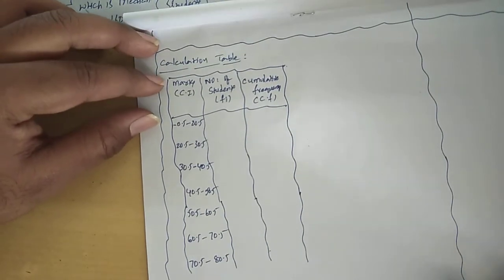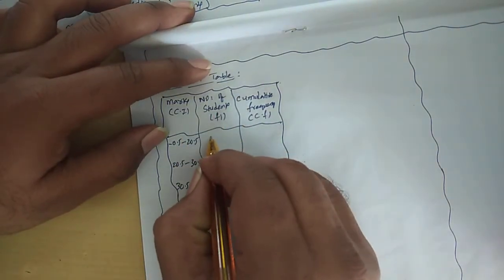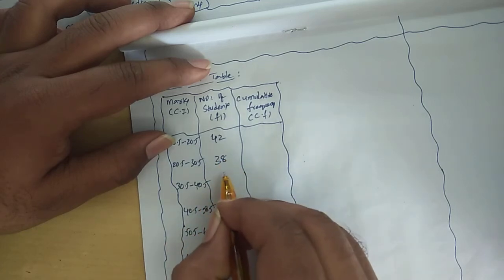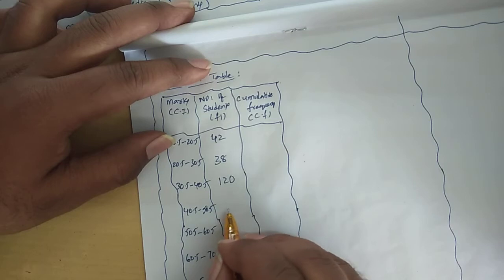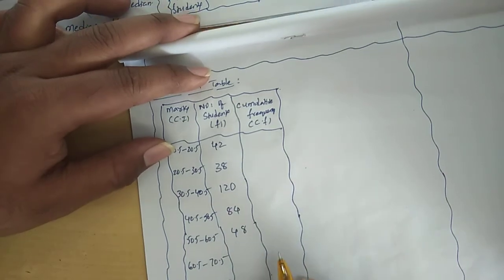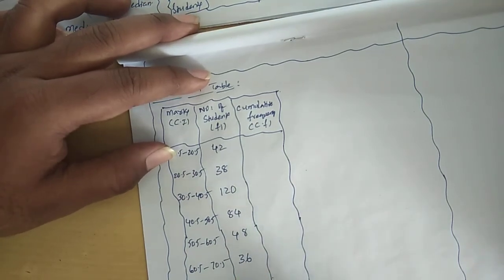Now the number of students. These values don't change. We write 42, 38, 120, 84, 48 as it is. Now 36, and the last value is 31.